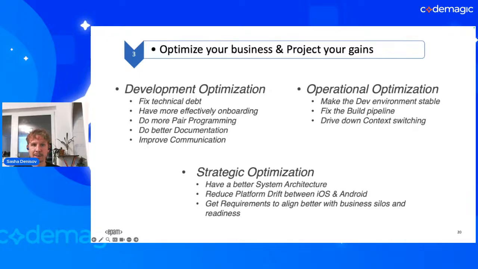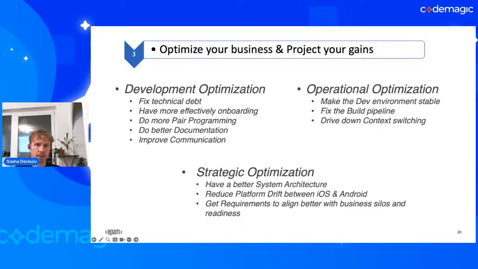The next step: optimize your business and project your gains. This usually means finding ways to do more valuable work with the same team without making anyone work harder. So just ask yourself, how much can you improve your business KPI just by streamlining what you already have? No need to change your tech stack. Here are examples of what we might find.